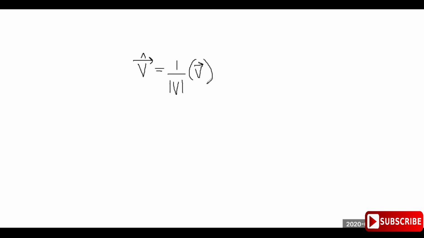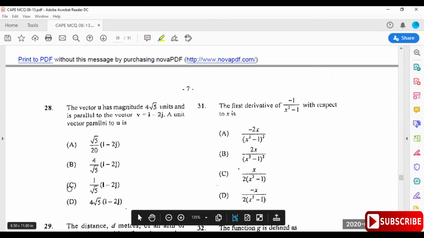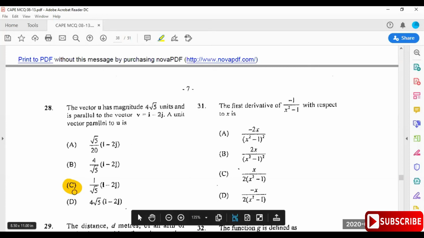That's a unit vector. From all the options given here, there is only one unit vector, and it is C. So how do you know that it's a unit vector? You need to check if, when you work out the magnitude of all of these, you get 1. This is going to be the only one that gives you a magnitude of 1.